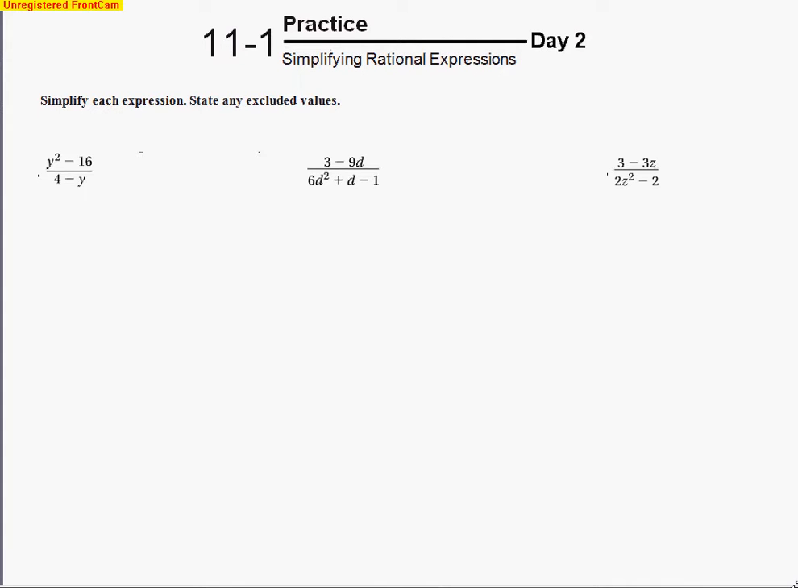This is the tutorial for Chapter 11, Section 1, Day number 2. And so we're going to still continue to see some simplifying of expressions, and that's what this chapter is about. And we're going to also state the excluded values. So let's just go over that concept once more.